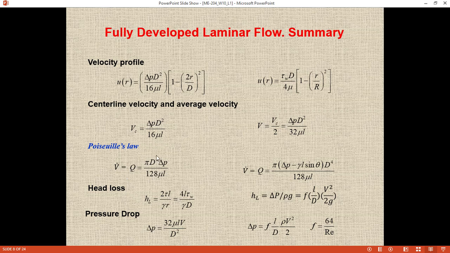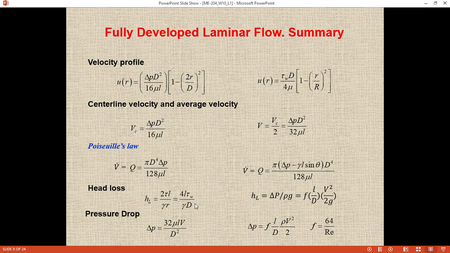So the volume flow rate is equal to these values. This is for the straight pipe, and this is for the inclined pipe. And this is the head loss.